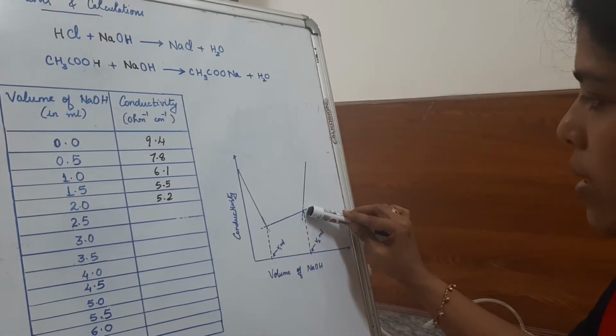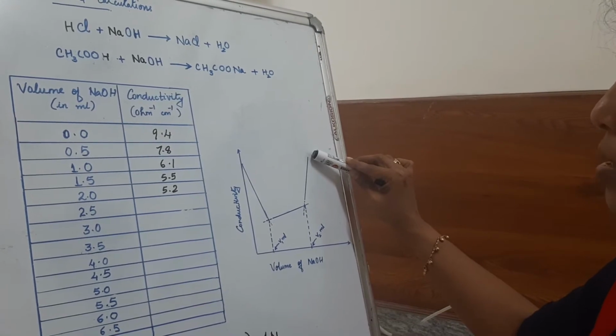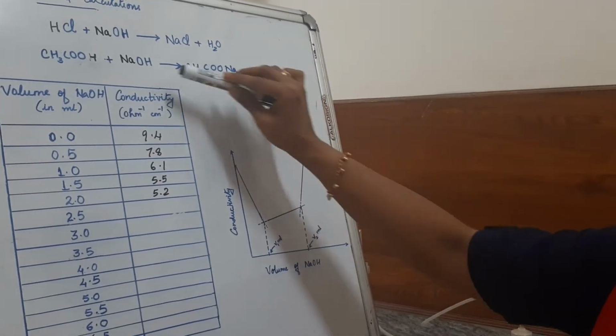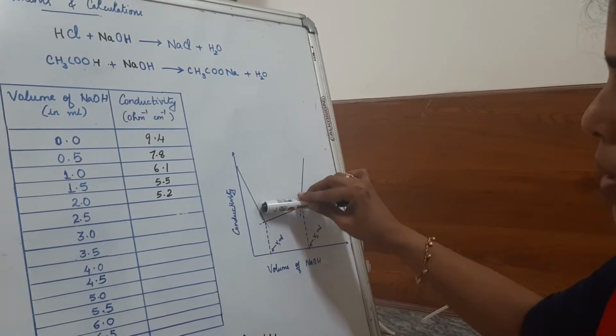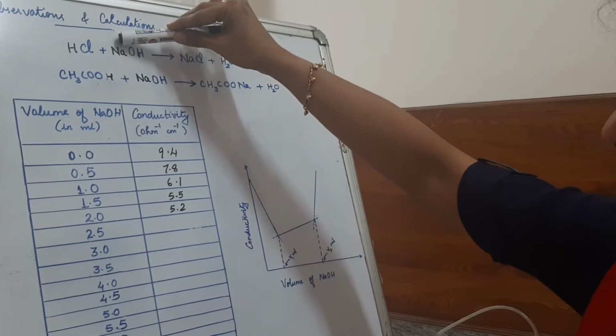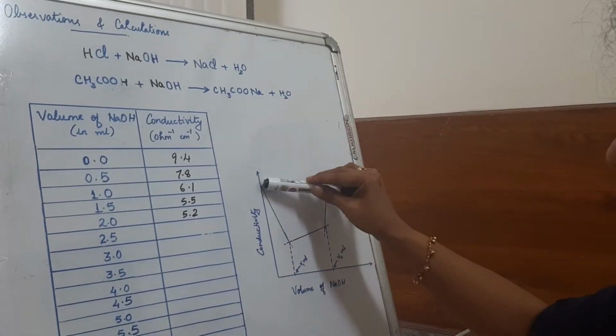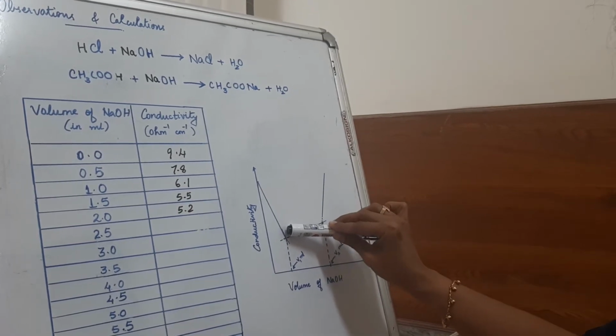And after that you can see a sharp increase in the conductance. This is because of the presence of fast moving OH⁻ ions. So here the conductance decreases because the H⁺ ions of the strong acid are replaced by slow moving Na⁺ ions, and this will continue till all the H⁺ ions of HCl have been replaced by Na⁺.